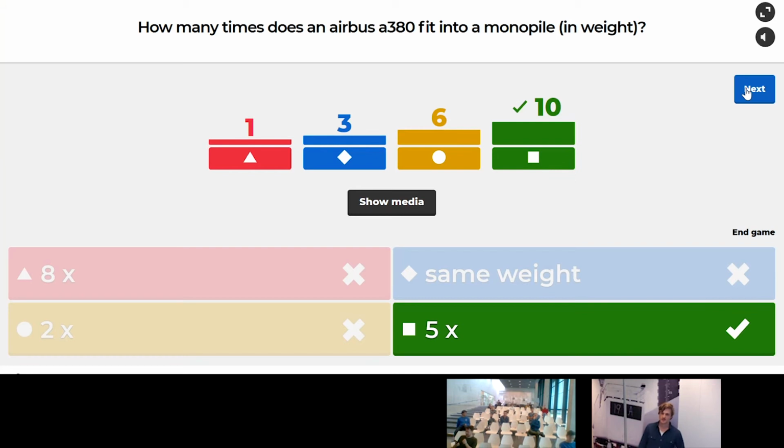5 times, yes. That's very good of you all. 10 people had it correctly. The weight of an Airbus, the empty weight, let's say, is around 250 tons, and the monopiles weigh around 1,250 tons, so it's around 5 times. Notice that those monopiles are getting bigger, so they are almost double the size in about 5 years from now. And weight. So this is quite challenging, let's say.